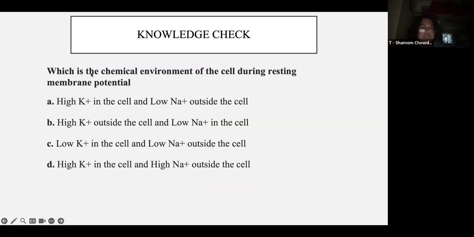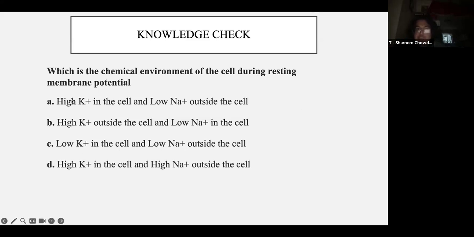So this is pretty easy. What's the chemical environment of the cell during resting membrane potential? What's the intracellular and extracellular environment like? Someone said D. Someone said A, D. So the correct answer is D.